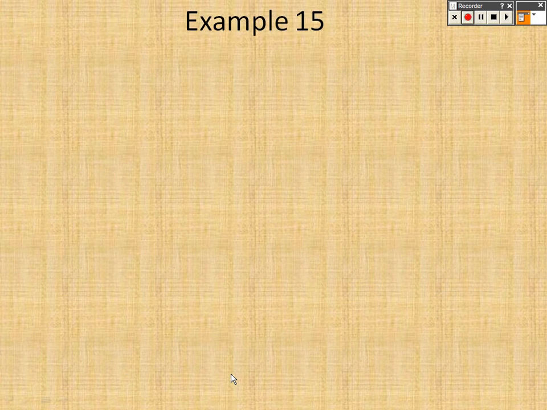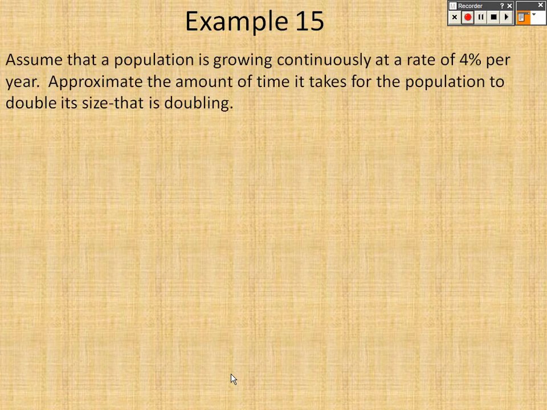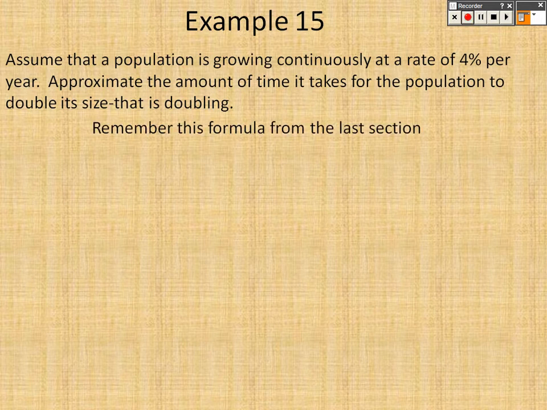Here, my mystery days. Assume that a population is growing continuously at a rate of 4% per year. Approximate the amount of time it takes for the population to double in size. So, you have to remember this formula from before. We don't know the initial population, but we know the end result is going to double.